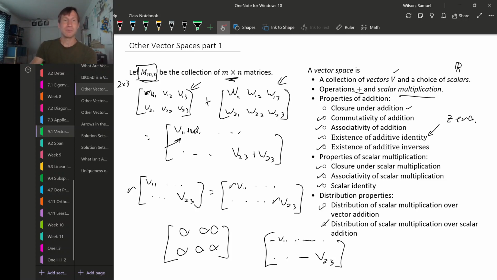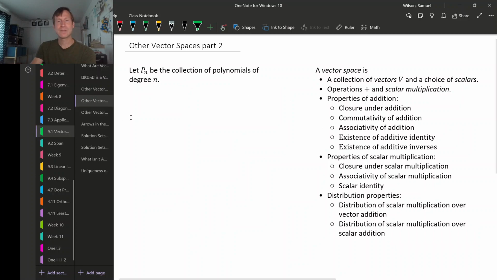Let's look at another example. How about the collection of all polynomials of degree n? Now, saying that a collection of matrices is a vector space might seem like cheating, because after all, a matrix is just a bunch of numbers. The fact that they're arranged in a rectangle, like a matrix, instead of a column, like a vector, doesn't really make all that much difference as far as the vector space axioms go.